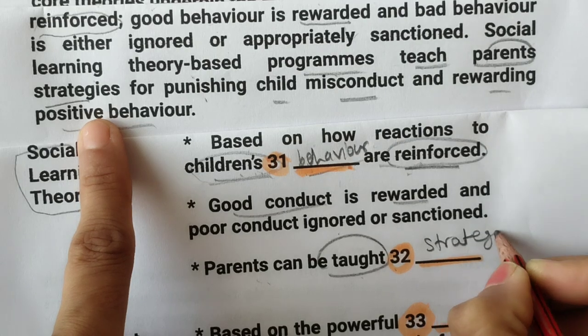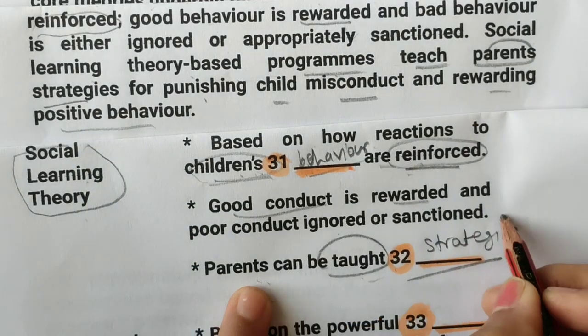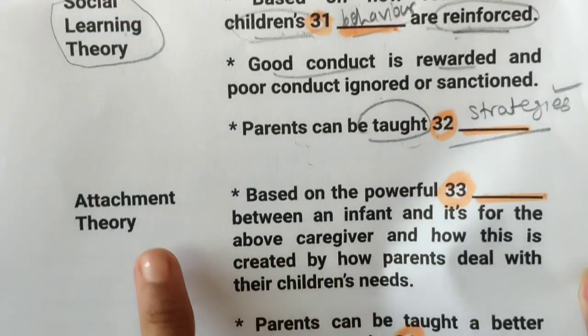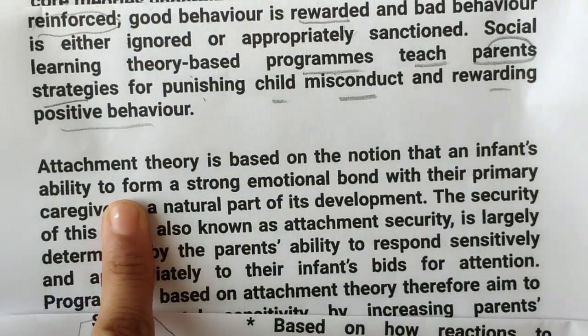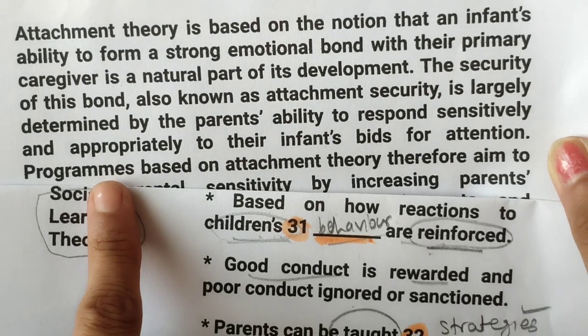Paraphrasing, this is simply paraphrasing they have done, can be taught strategies. Okay, now question 33, attachment theory. It means in the next paragraph it is attachment theory. See this attachment theory, we will be reading it.